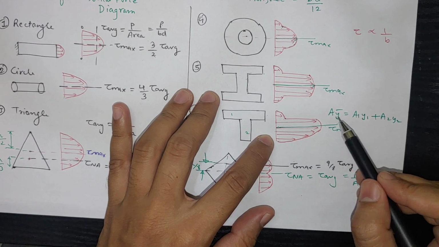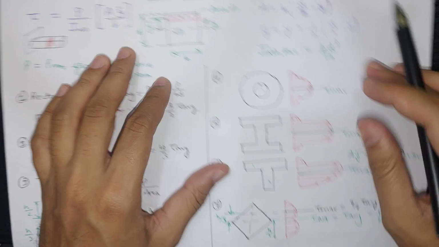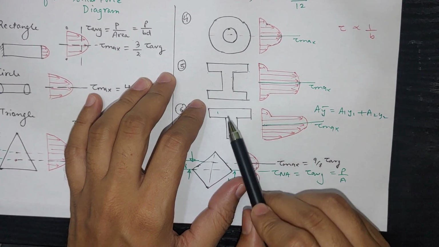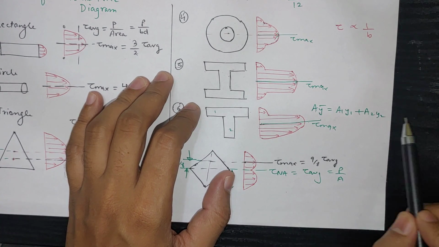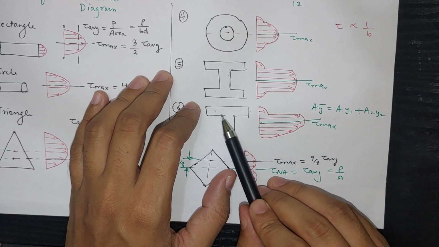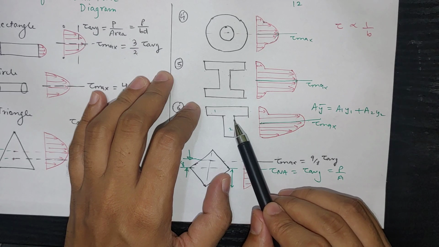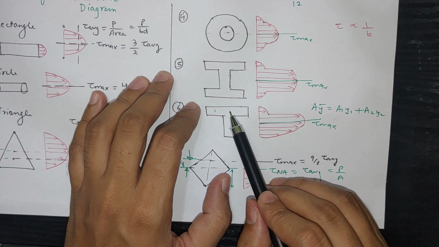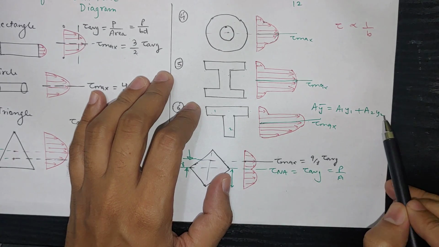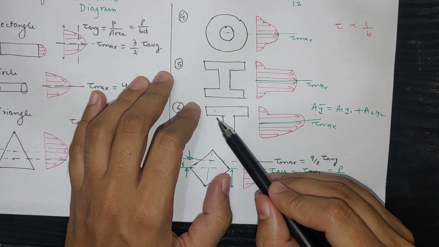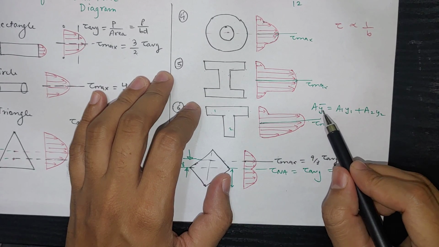Now in this particular formula for tau, we have to calculate A y bar. For this combined cross section, we can calculate A y bar equal to A1 y1 plus A2 y2, and like that it can go up to many cross sections. So here 1 and 2 are the cross sections. A1 is the area of this, and y1 is the distance from the neutral axis to the y1 point, plus A2 is the area of the web, and y2 is from this center point to the neutral axis of the combined shape. So that is how we have to calculate A y bar.